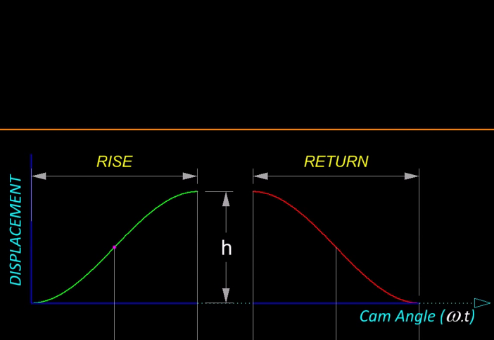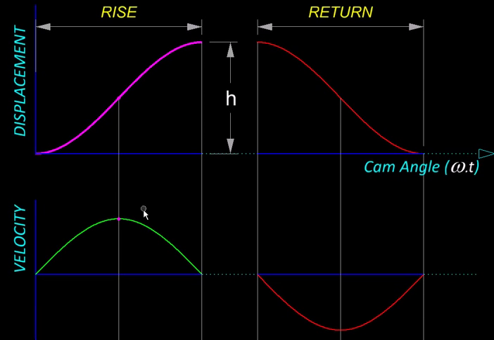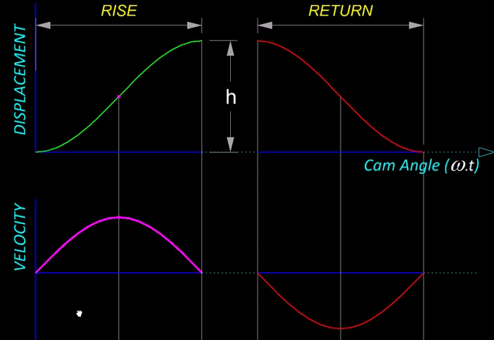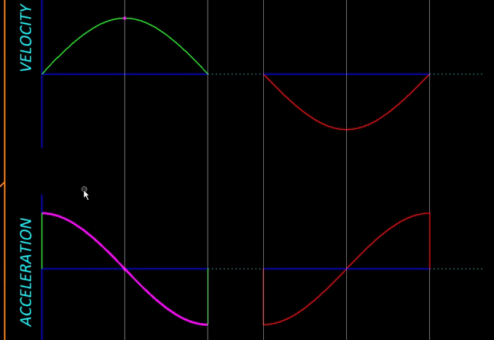This sinusoidal function or curve that we just derived will be applied to the rise as well as the return of the follower. Now you might notice that this curve is nothing but a cosine function which is just lifted above the x-axis. And if displacement is a cosine curve, then its derivative or the velocity would be a sine curve. And if velocity is a sine curve, then its derivative, which is acceleration, would be a cosine curve again. So we are getting these successive derivatives.